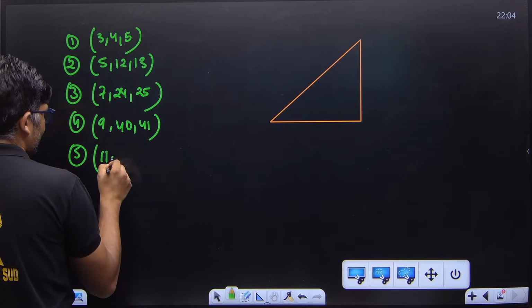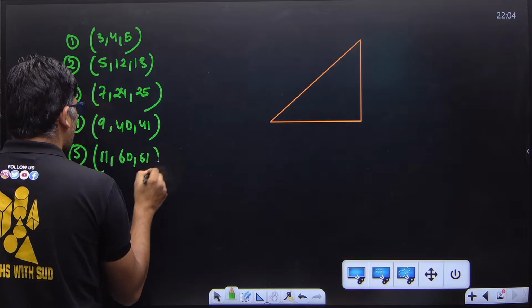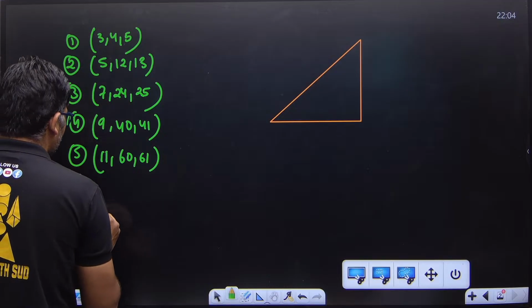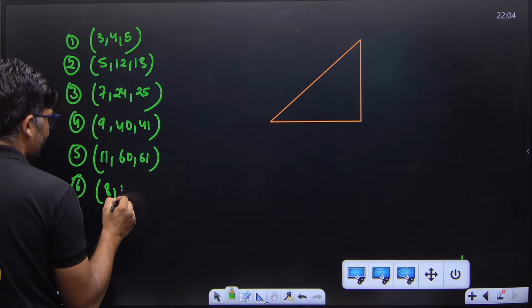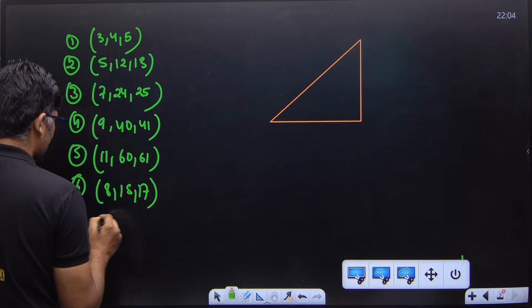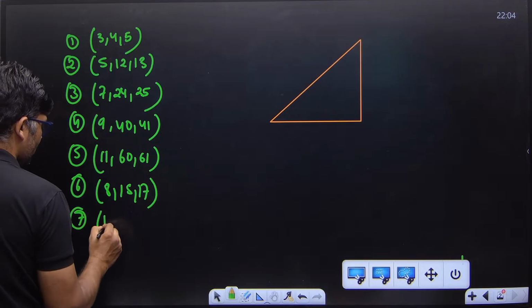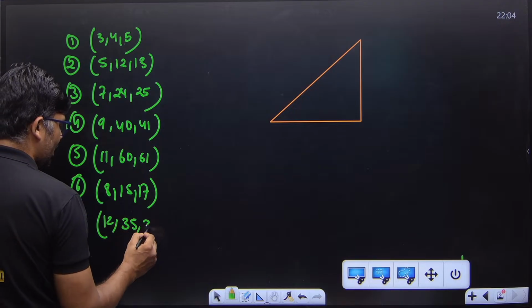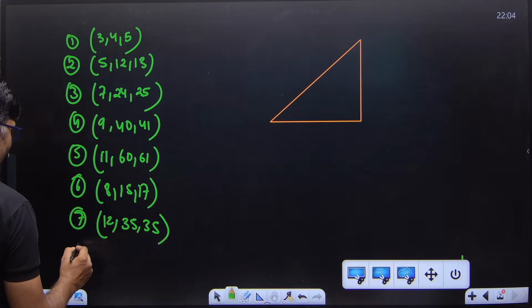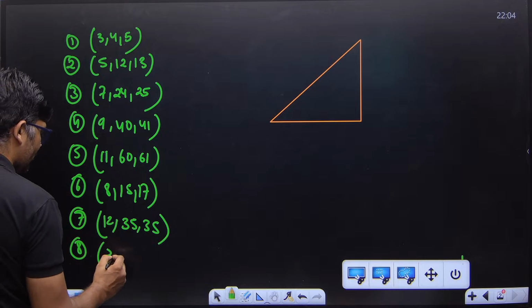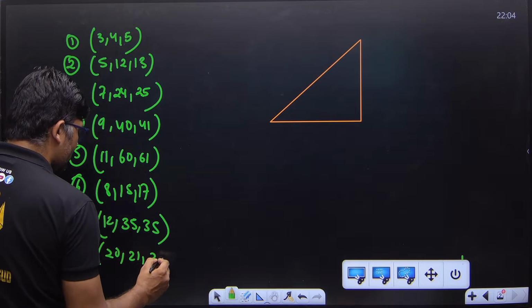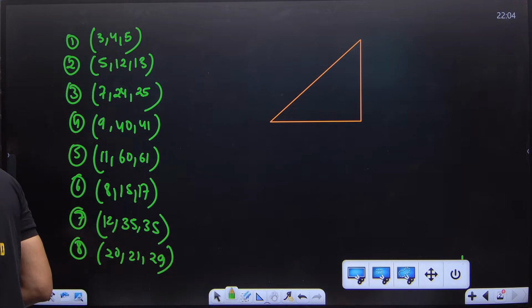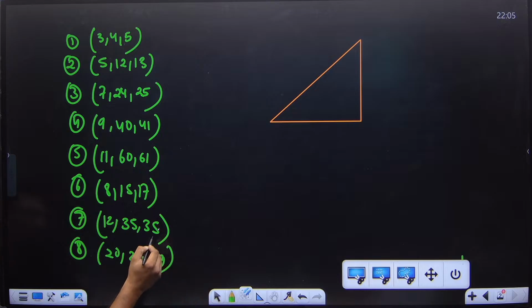Then 11, 60 and 61. Then apart from that we have 8, 15 and 17. Then 20, 21 and 29. And one more I made you write in the last class, that is 12, 35 and 37. This should be 37.